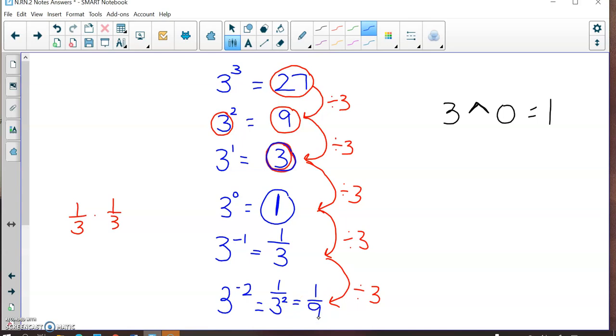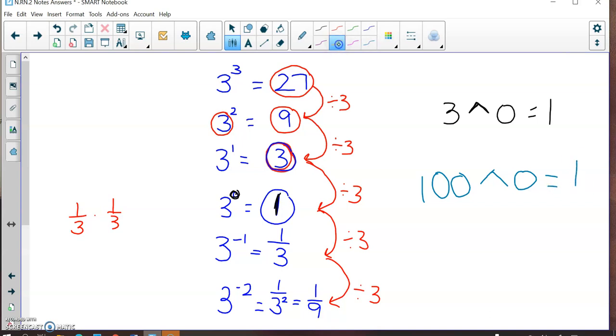Okay, so a couple of things that we've learned from this scenario is that when we have 0 as an exponent, we wind up with a value of 1, even if it was 100 to the 0th power. Type that in your calculator right now. You should wind up with 1.